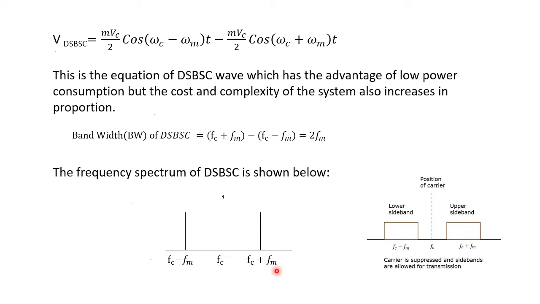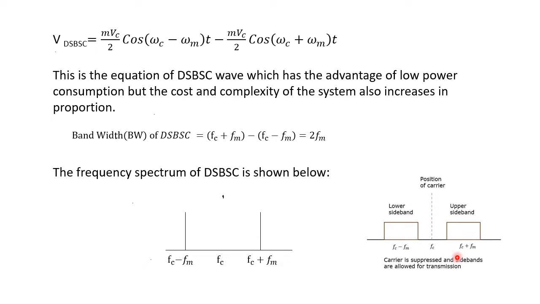Suppose the message signal frequency is only 200 hertz and fc is 2 megahertz. Then fc + fm will be 2 megahertz plus 200 hertz, and the lower sideband will be 2 megahertz minus 200 hertz. So when there is a single message signal, this is the frequency spectrum of DSBSC.